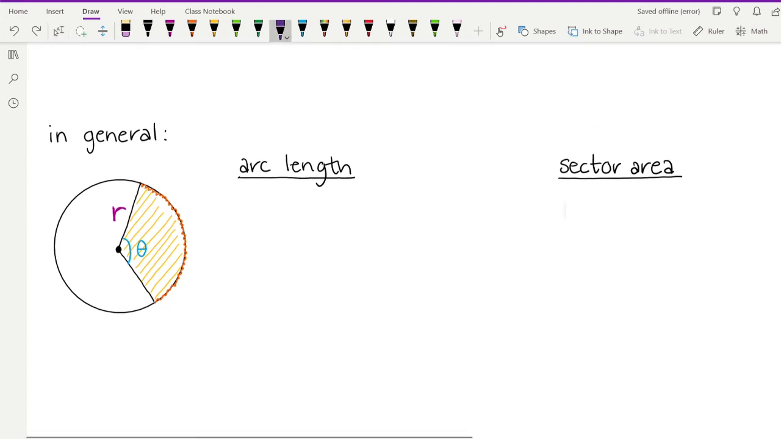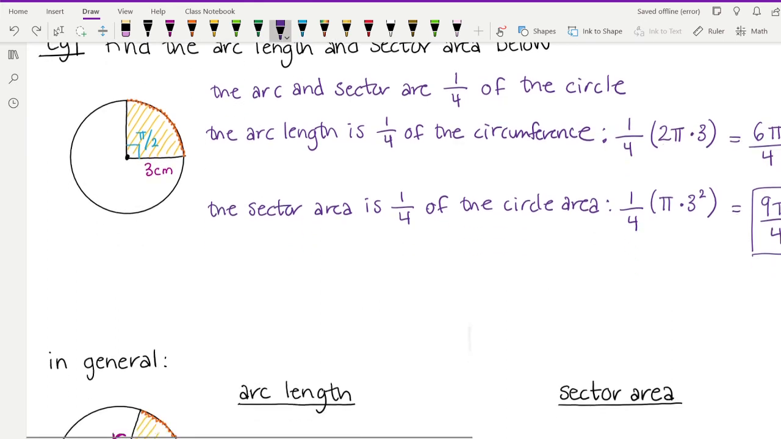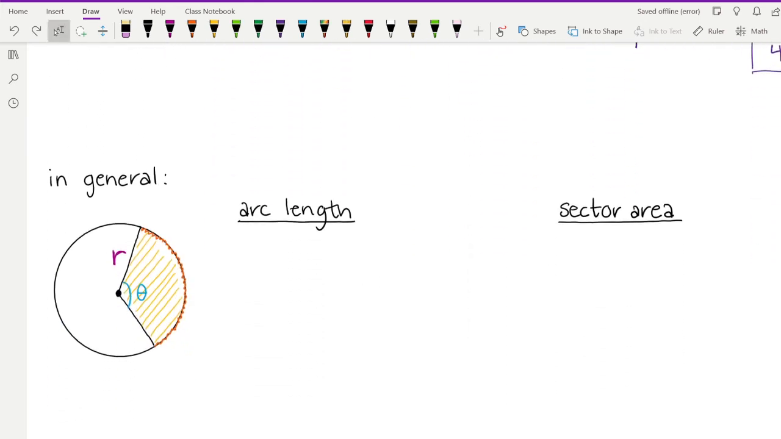So really what we did here is we compared the central angle to the total number of radians in the circle, right? We compared pi over 2 to 2 pi and said, okay, it's 1/4. And so how can we kind of formalize that?